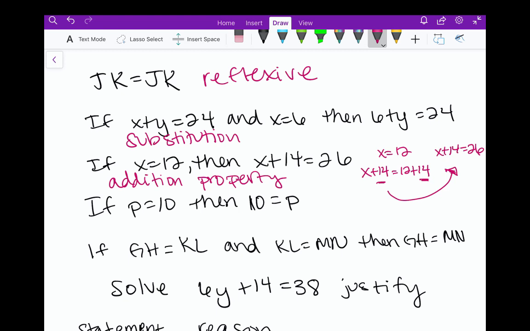If P equals 10, then 10 equals P. That is the symmetric property. So again, notice how that's different than the reflexive. If GH, so the distance of GH equals the distance of KL, and KL equals MN, then the distance of GH equals the distance of MN. That is the transitive property. So those are examples of properties.